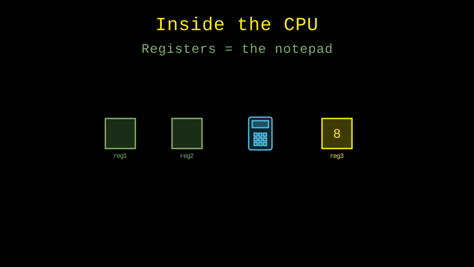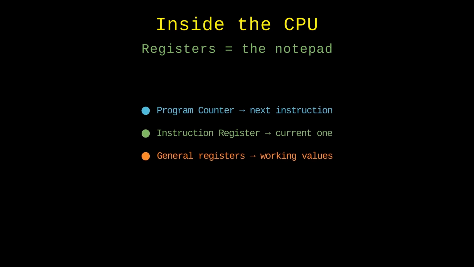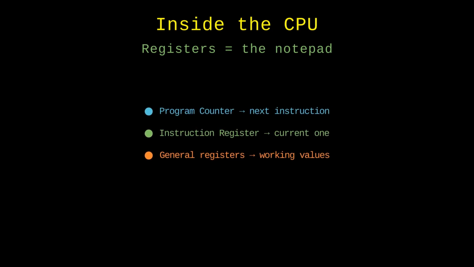All of this happens without touching the main memory at all. Some registers have special jobs. There's one that always keeps track of which instruction the CPU should do next, like a finger pointing to the current line in a recipe. There's one that holds whatever instruction is currently being executed. And there are several general ones where the CPU just parks numbers it's actively working with.